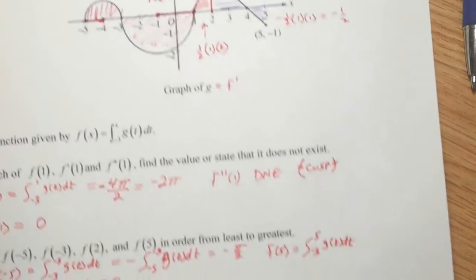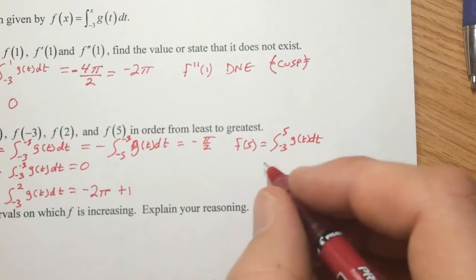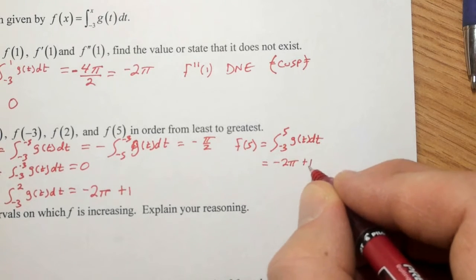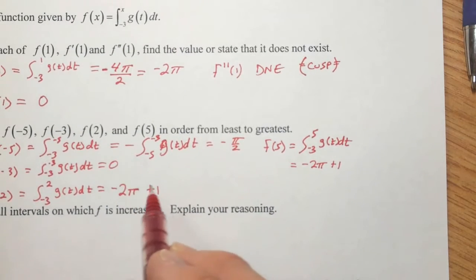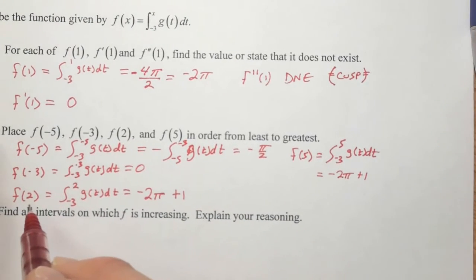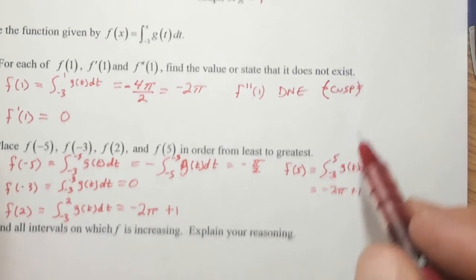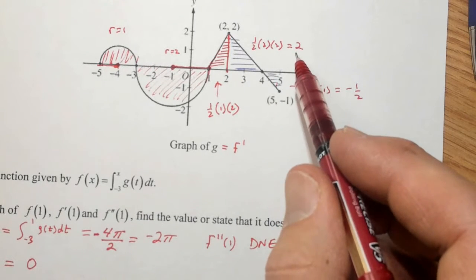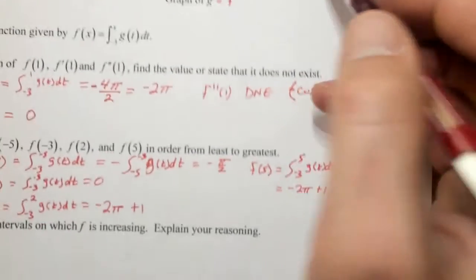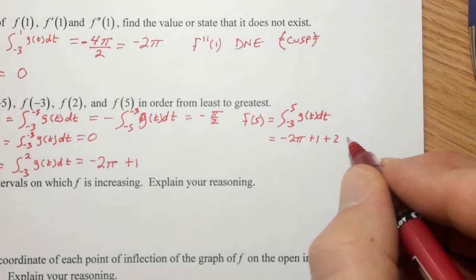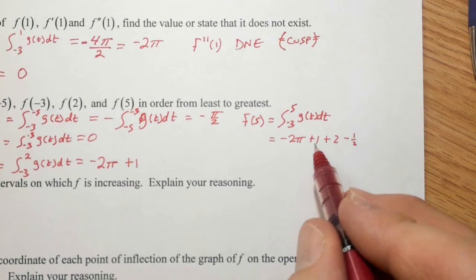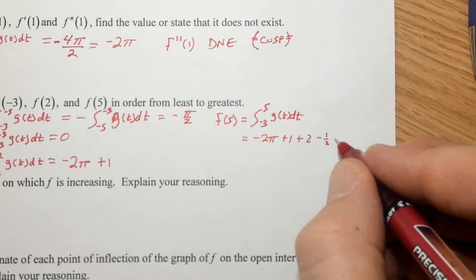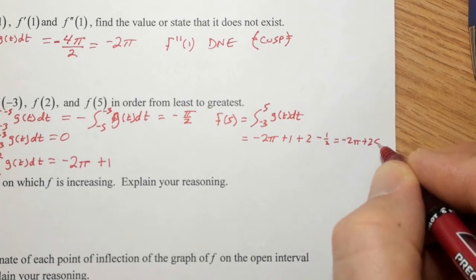All right, so back here, f of 5, we have to take into account the -2 pi plus 1, which we got just to get up to 2, f of 2. Now we bring in the remaining parts from 2 to 5, so we have to add 2, and we have to subtract 1/2. So plus 2 minus 1/2, and 1 plus 2 is 3, minus 1/2 is 2.5, so this is actually -2 pi plus 2.5.